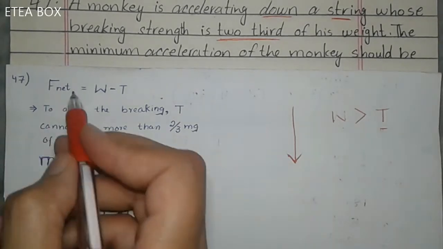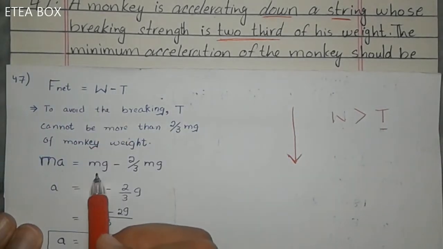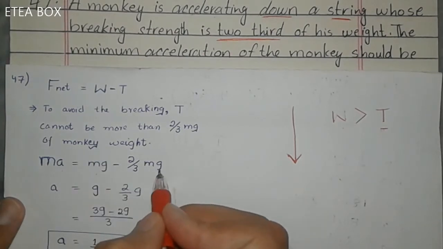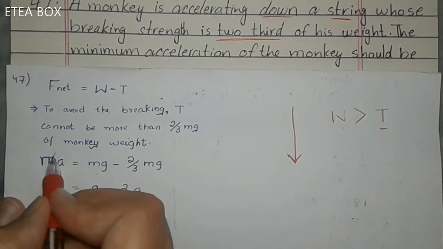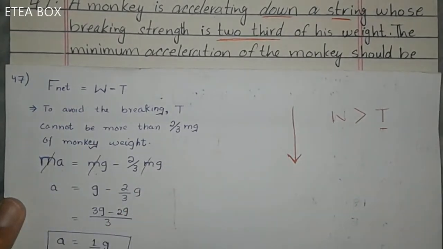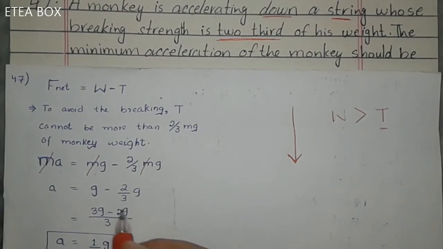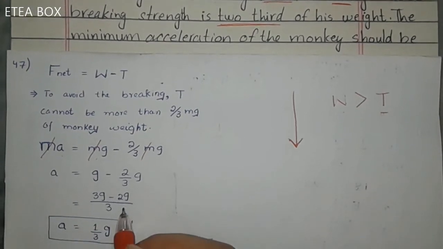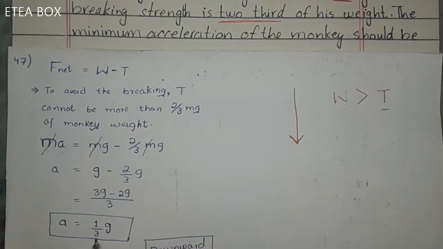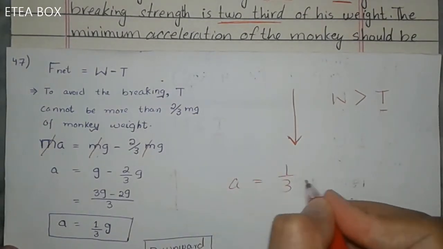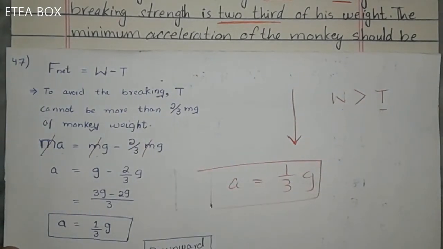Now F net is equal to ma, and F net is mg minus tension, where tension is 2/3 of mg, that is 2/3 of the weight of the monkey. Now cancel the mass on both sides. So acceleration is equal to g minus 2/3 g. Take LCM: 3g minus 2g divided by 3. So the acceleration of the monkey will be 1/3 g. The breaking strength here means the tension, the minimum tension.